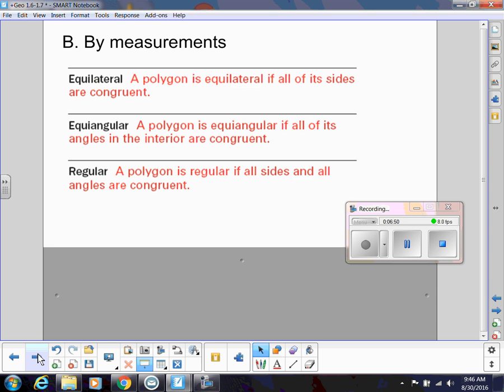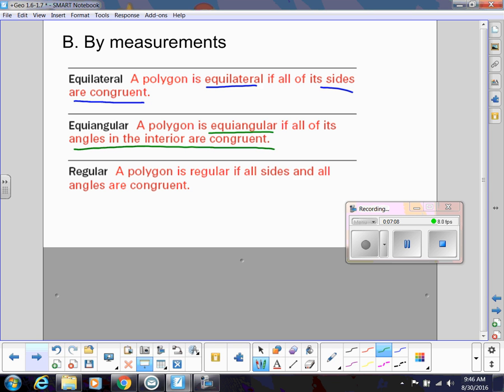So we can call it equilateral, and that's if all of the sides are congruent. Right? So equilateral means sides are congruent. They're all the same size. They all measure the same length. Equiangular means that all of its angles in the interior are congruent.